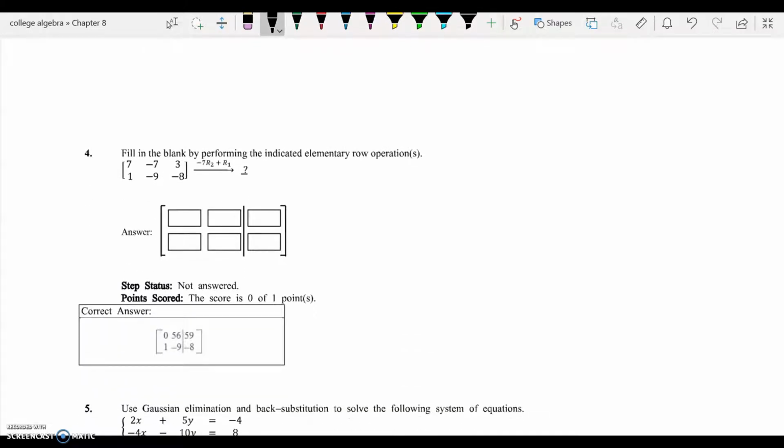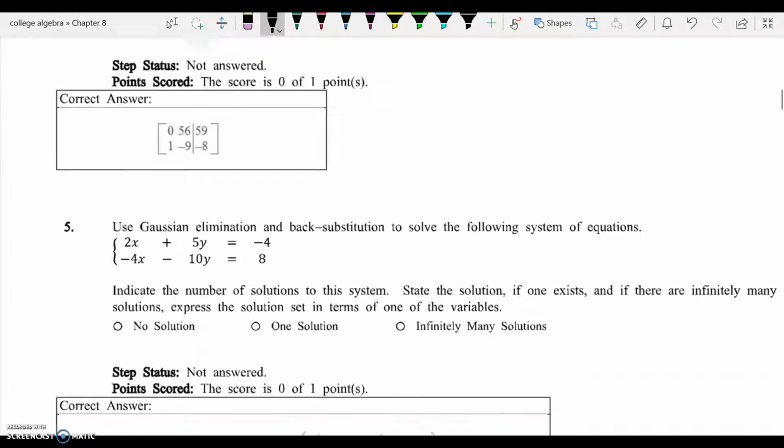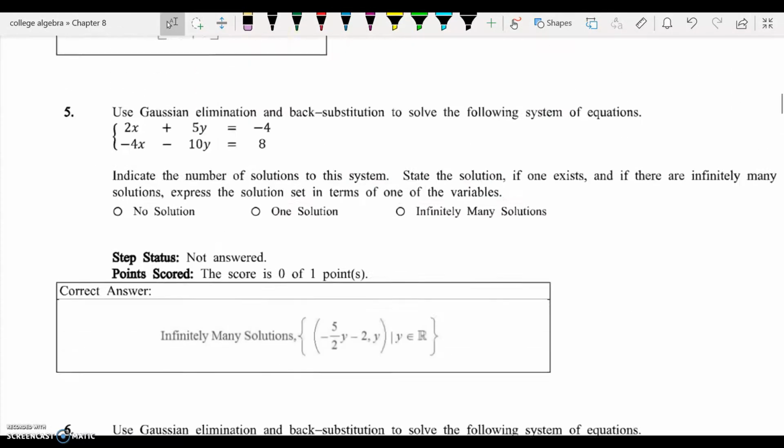Or row operations, don't forget, if you're multiplying a row, the first one stays the same. So I'm going to write row 2. It's going to stay the same. Now I'm going to multiply it by -7 and add it to row 1. So this is going to become a 0. This becomes 56, and this becomes 59. And that would be your final answer. So that's what they're after. So just make sure you know your row operations.